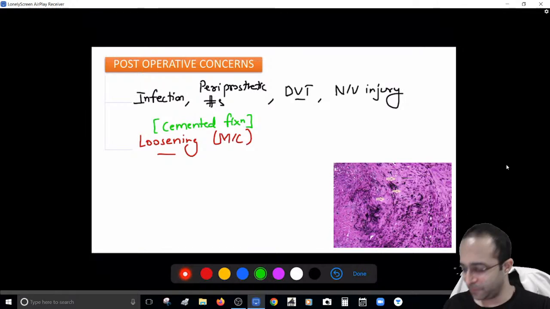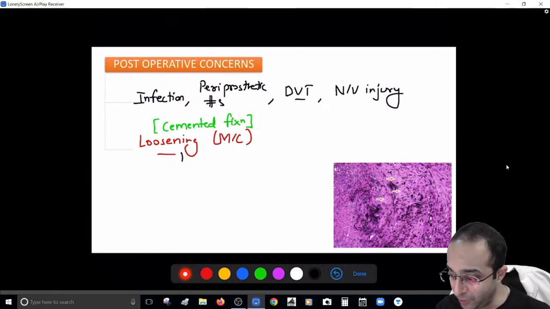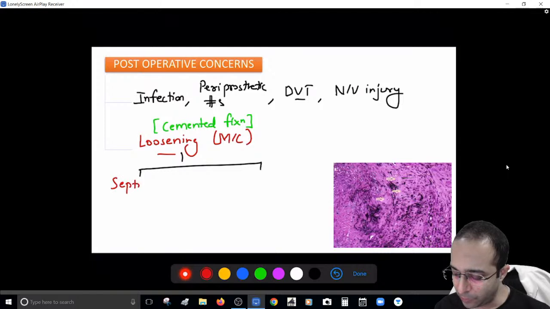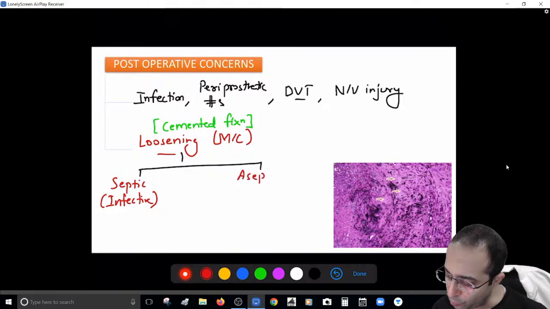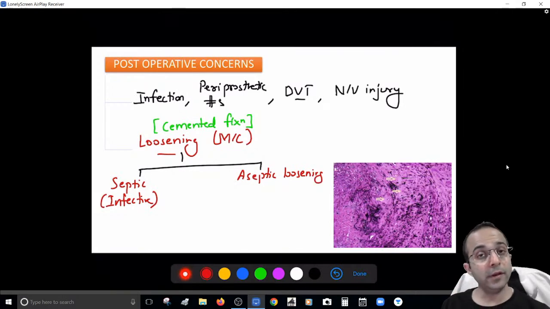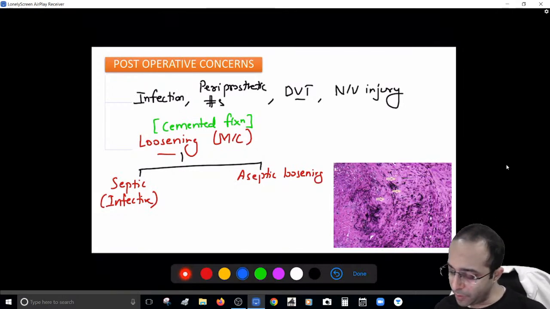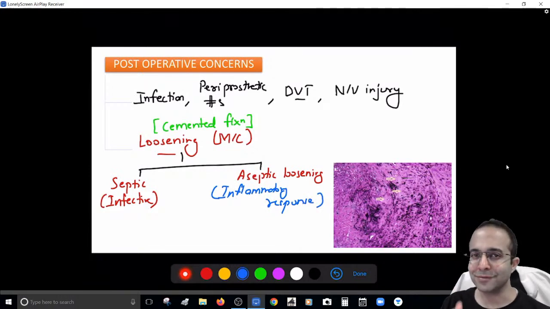Good evening, Debraj. Now, as far as loosening in a replacement surgery is concerned, there are two types of loosening. One is septic loosening, infective loosening, infection leading to loosening. One is aseptic loosening. There is no infection and still there is loosening. This aseptic loosening is basically a result of inflammatory response, what a layman simply calls a reaction.